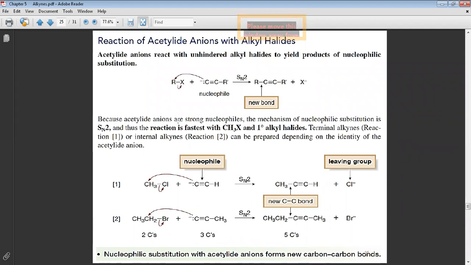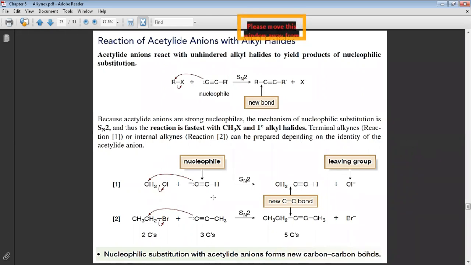Because the acetylide anion is a strong nucleophile, the mechanism of nucleophilic substitution is SN2. Thus the reaction is faster with primary alkyl halide, methyl or primary alkyl halide. Why the primary alkyl halide? Because there is less hindrance, less steric effect around the carbon directly bonded to the leaving group. Now, for the terminal alkyne, reaction 1, or internal alkyne, internal alkyne can be prepared depending on the identity of the acetylide anion.